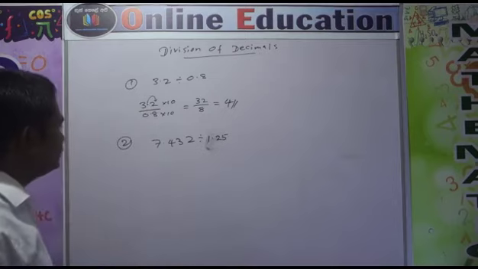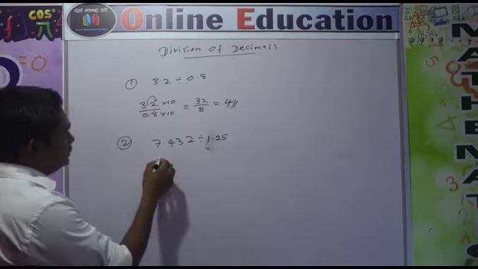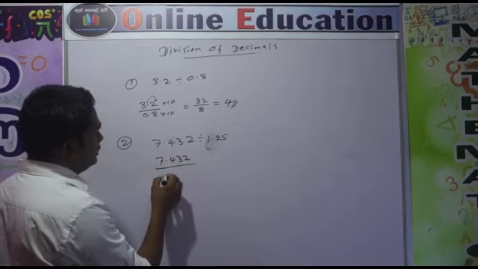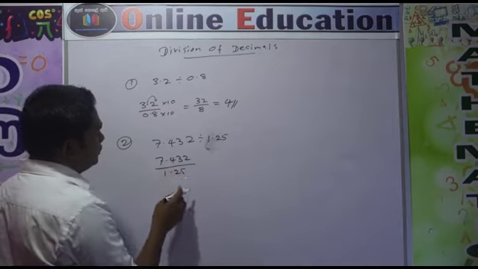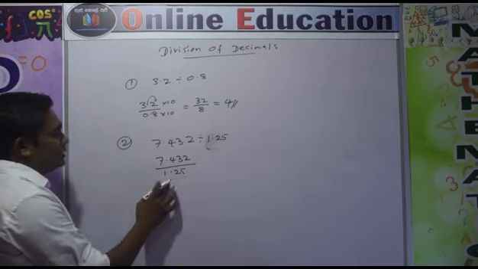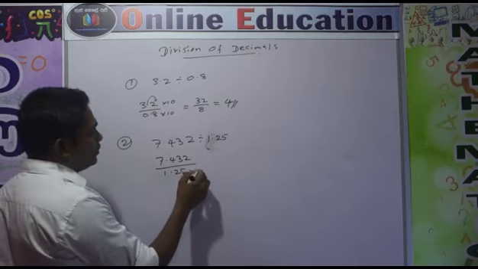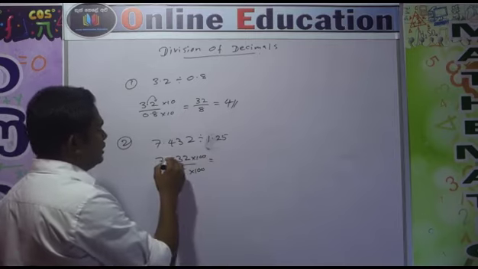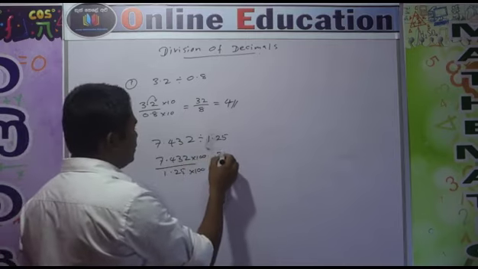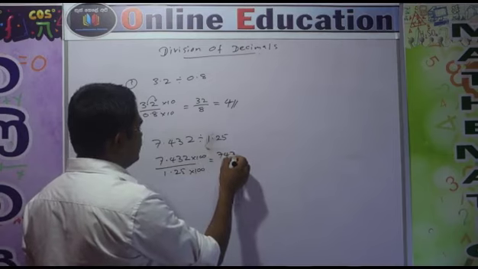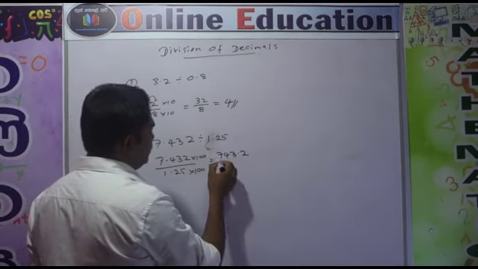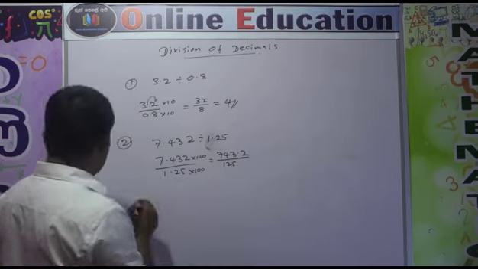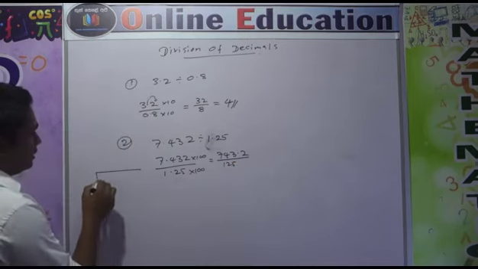Please see this one. 7.432 divided by 1.25. Here the denominator has 2 decimal places. Therefore you need to multiply this by 100. When you do this, with 2 decimal places, write it down as 743.2 over 125. Then, using long division, you can divide this.